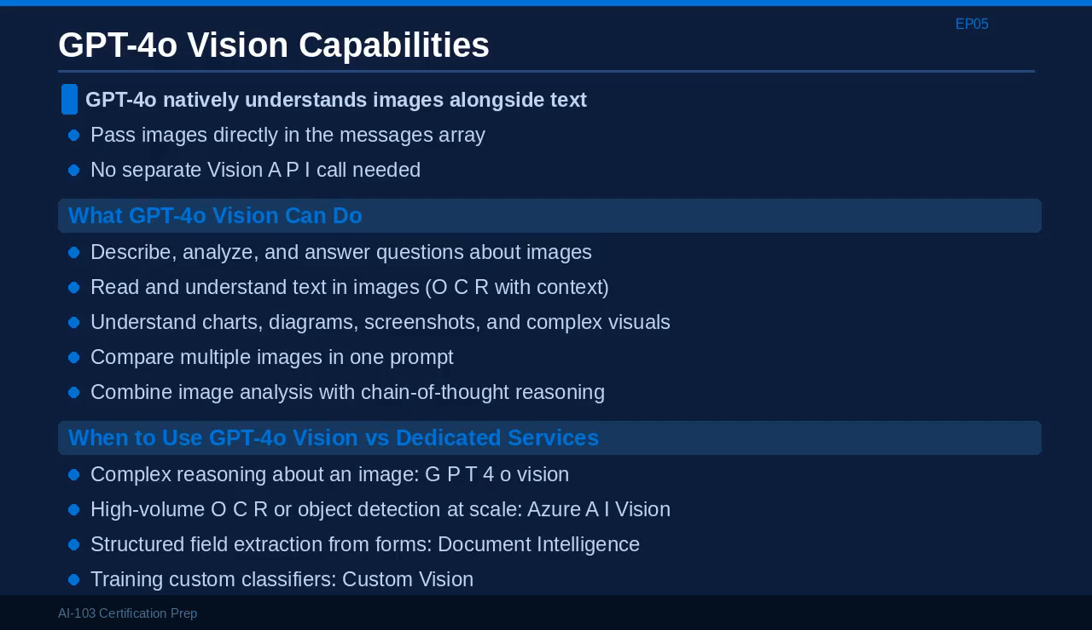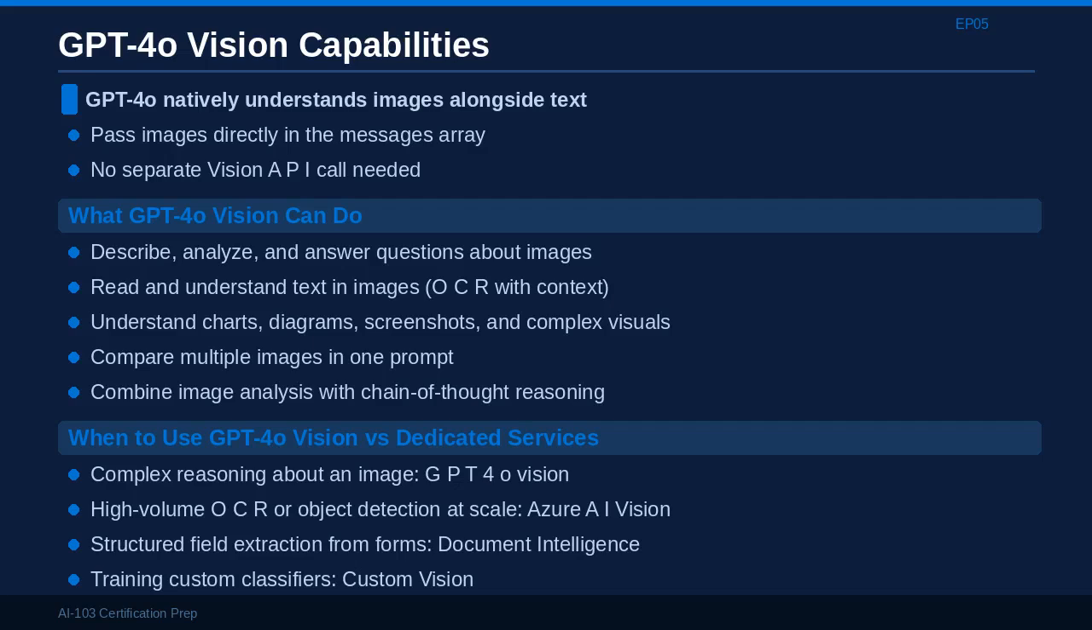GPT-4o is a natively multimodal model, meaning it processes images and text together in a single model call without needing a separate Vision API. You include images in the messages array alongside text. The model can describe what it sees, answer questions about the image, read and understand text within images with contextual comprehension, interpret charts and diagrams, and even compare multiple images in one prompt. The key differentiator from dedicated vision services is reasoning.